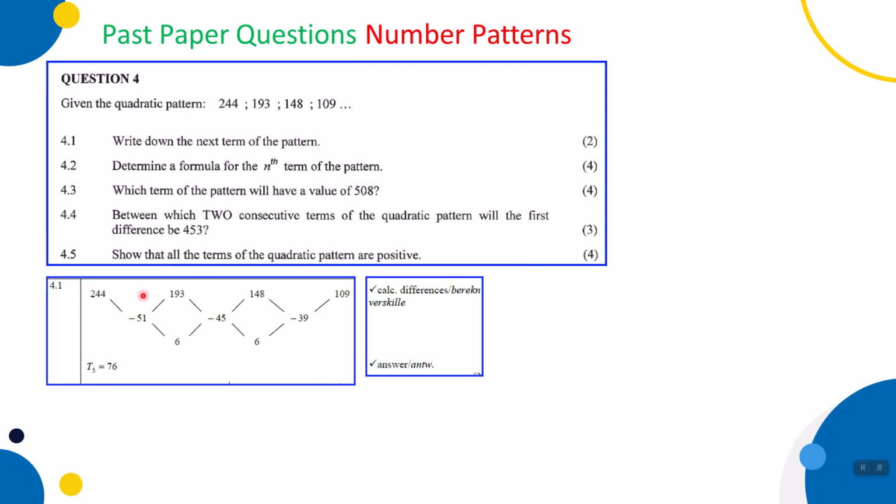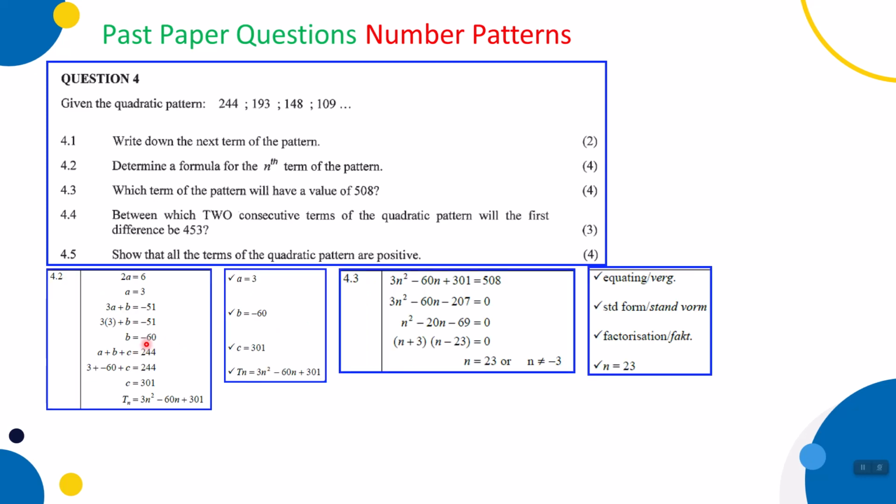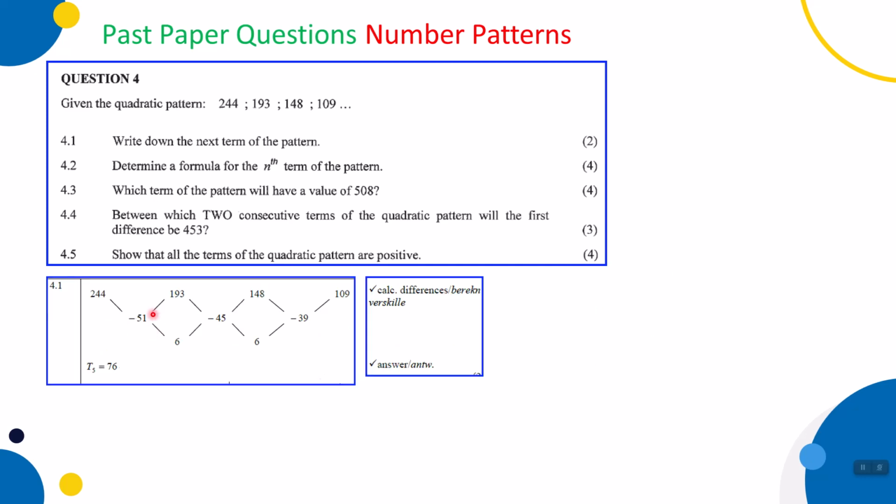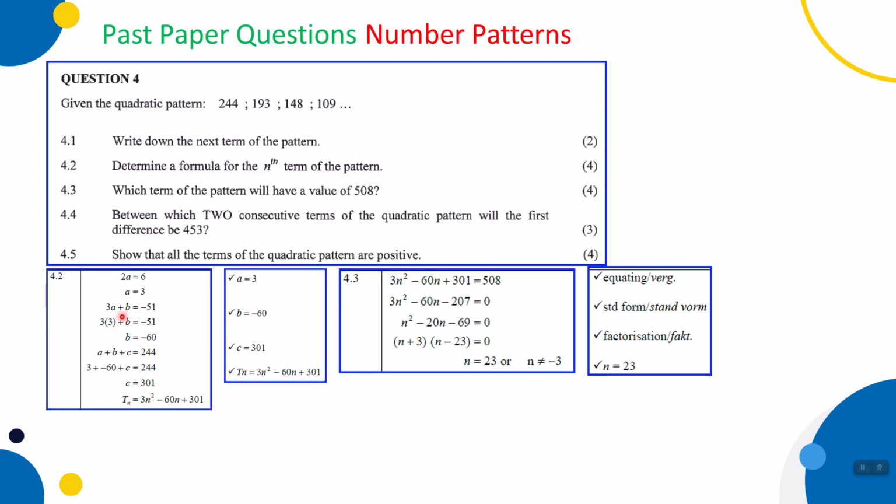And we also know that 3a plus b is equal to that first term's value of our first differences. That's negative 51. So we say 3a plus b equals negative 51. We've just solved for a equals 3, so we can substitute that in for a. So 3 times 3 plus b equals negative 51. That'll be 9 plus b equals negative 51. Subtract 9 from both sides, b is equal to negative 60.